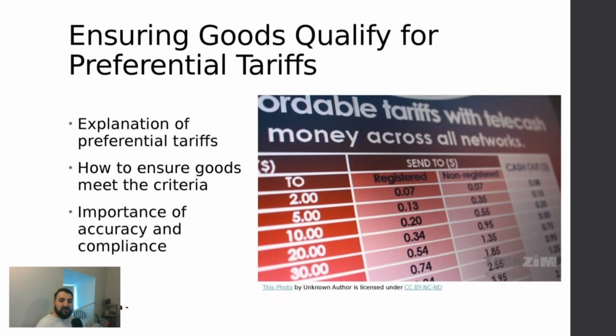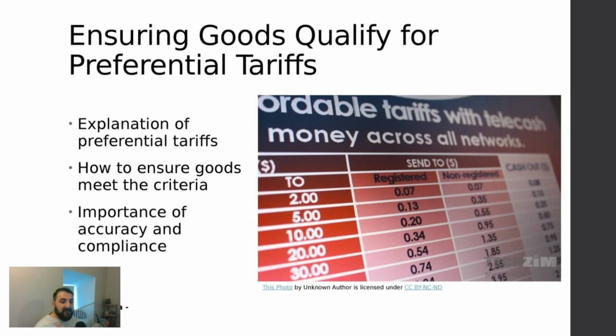Now, how to ensure goods qualify for preferential tariffs. In the previous slide, I gave you a couple of steps, but just remember that preferential tariffs are lower tax rates for goods traded between countries with special agreements. These agreements, like the Windsor Agreement, for example, help make trade cheaper and easier. By meeting the rules, businesses can save money and stay competitive. To qualify for these tariffs, goods must meet specific criteria. This means following the rules of origin, obviously, that's the most important, and having all the correct documents.